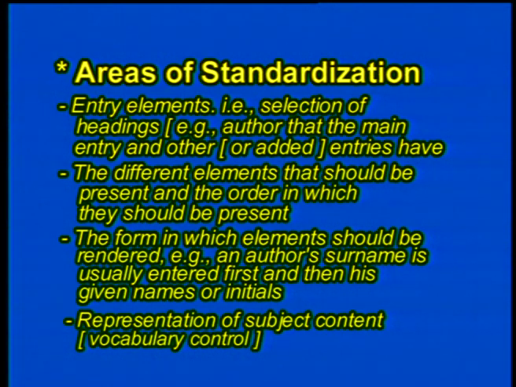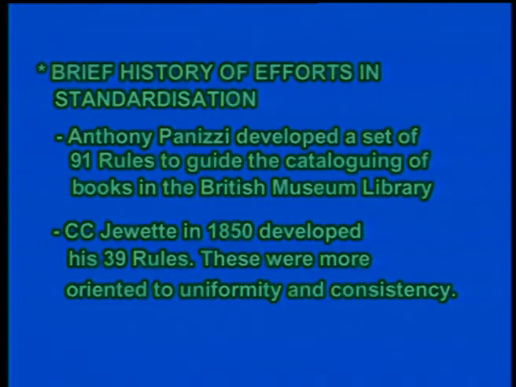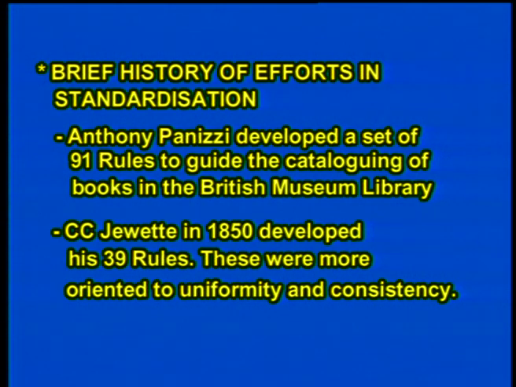The third very important area of standardization has been the form in which elements should be rendered. That is, should the author's name be given with the surname first, or should the first name be given first? All of us know that in any bibliographic description or library catalog, we always give the surname first, followed by the initials or the given name. Similarly, there is another important area of standardization, and that is the representation of subject content, which is also called vocabulary control.